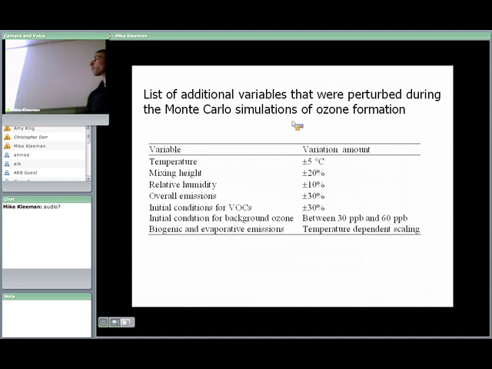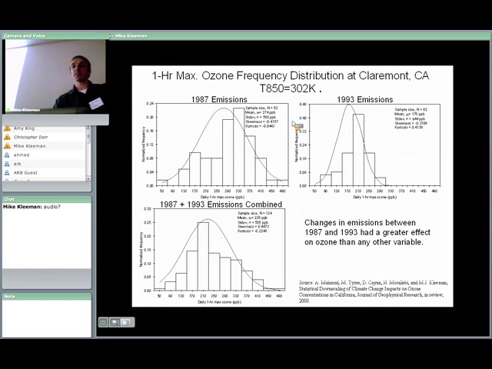And we did a lot of different perturbations looking at the effect of temperature, mixing height, relative humidity, overall emissions. So you might have different mixing heights at the same value of T850. You might have different emissions. You might have different, maybe the initial conditions or the boundary conditions were different between those cases. Maybe that explains the scatter.